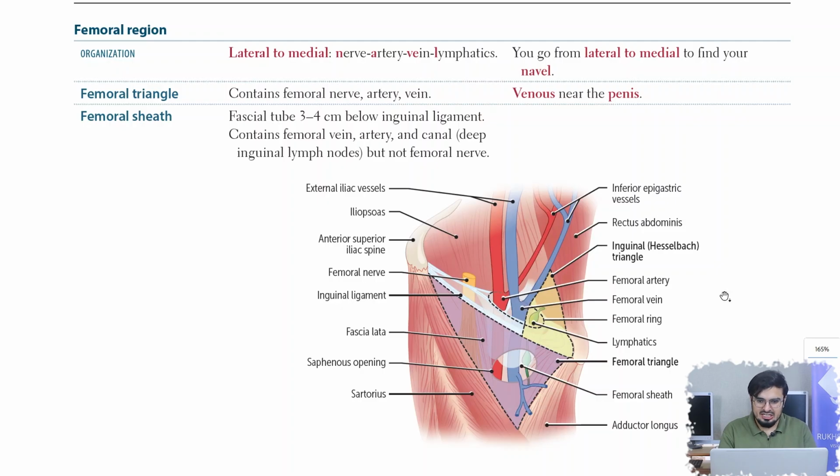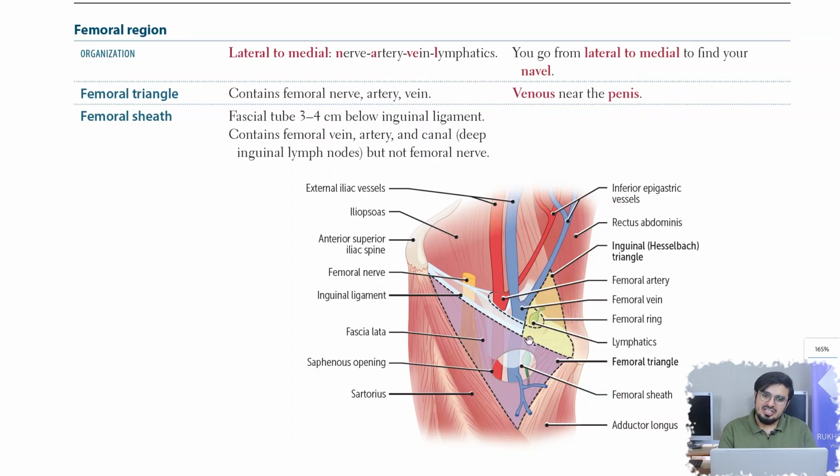From lateral to medial side, we'll have femoral nerve, the femoral artery, and the femoral vein. Along with these, there are going to be present some lymphatics that are going to drain lymph from the lower limb. Other key structure is the femoral sheath.